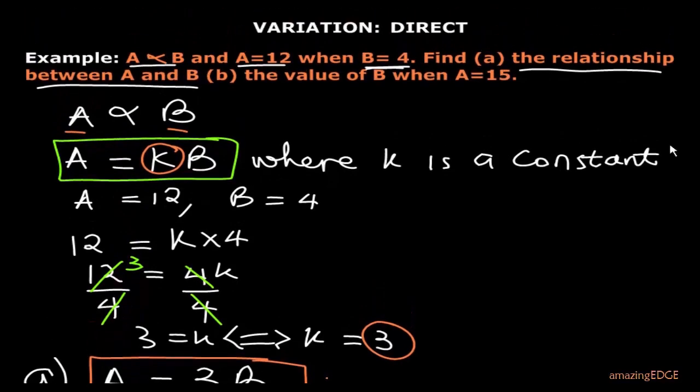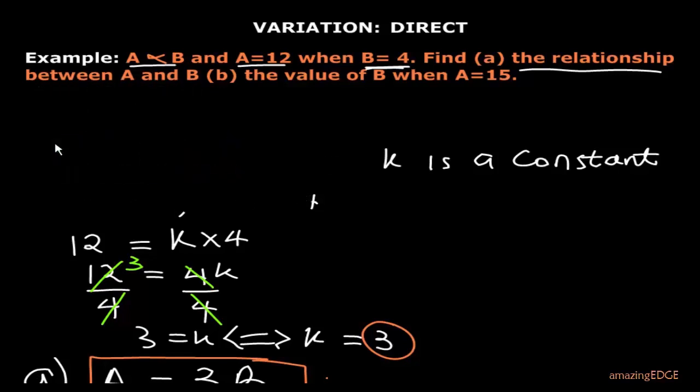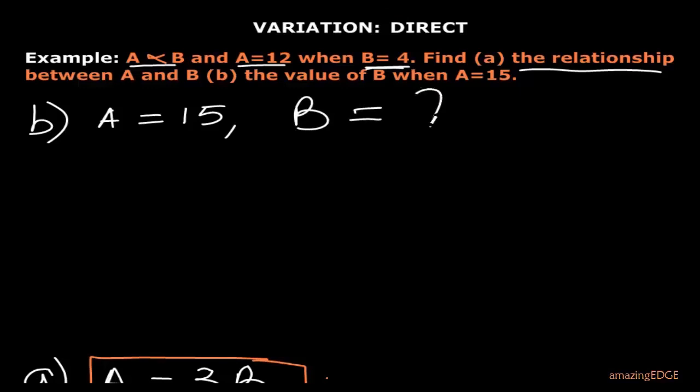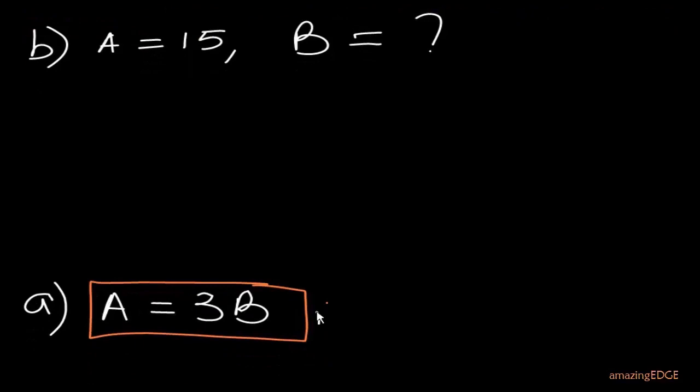Okay. Then the second part of the question, the B part, says we should find the value of B when A is equal to 15. So we are given A to be equal to 15, and we are required to find the value of B. In order to do that, you must use the formula that has the value of K. So we work with this formula, A = 3B.